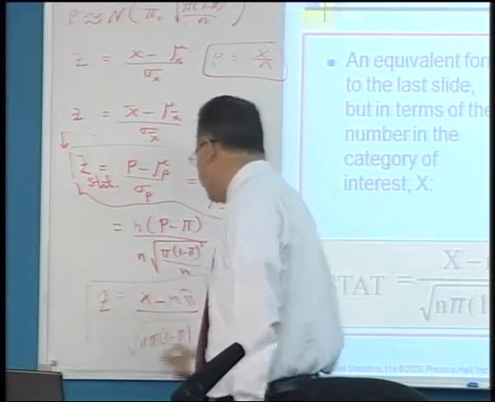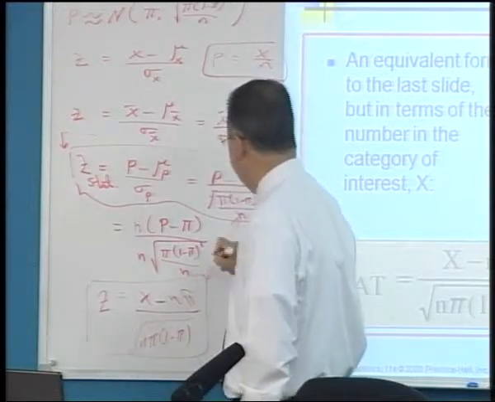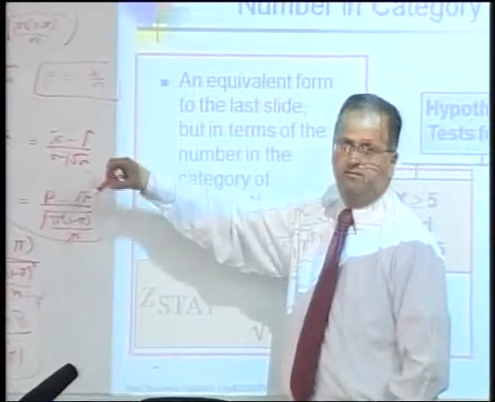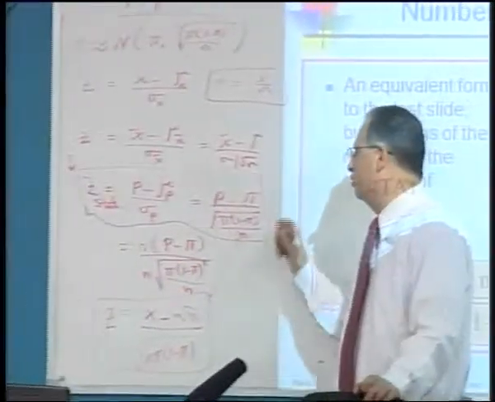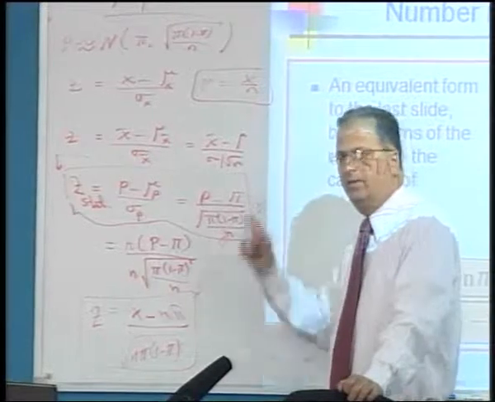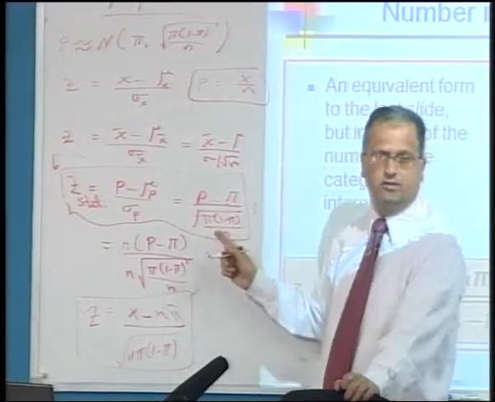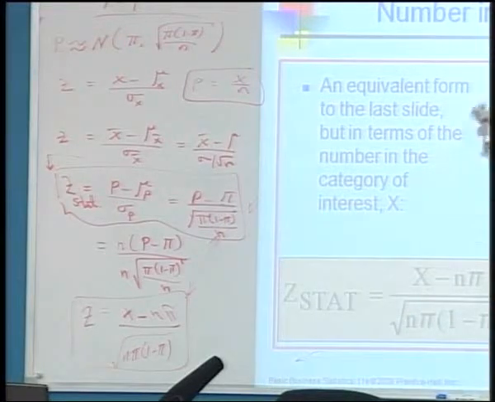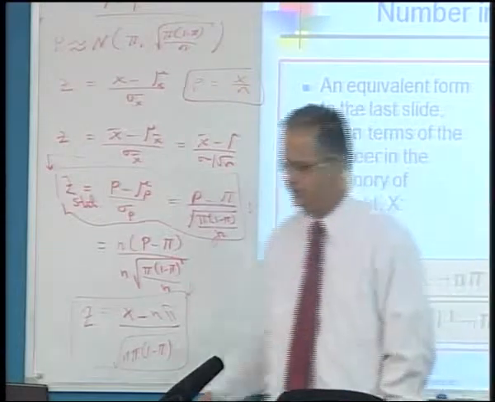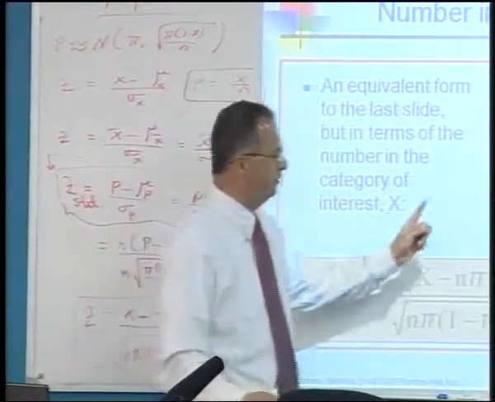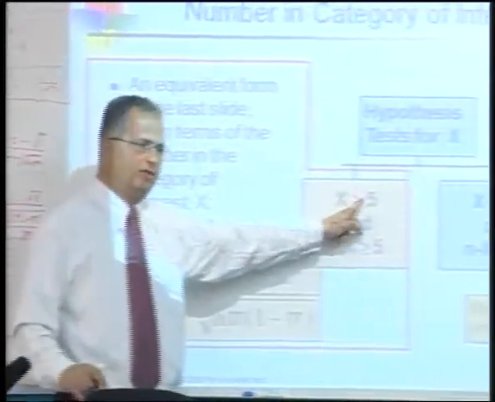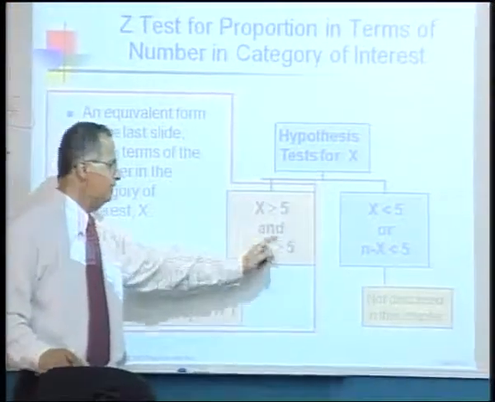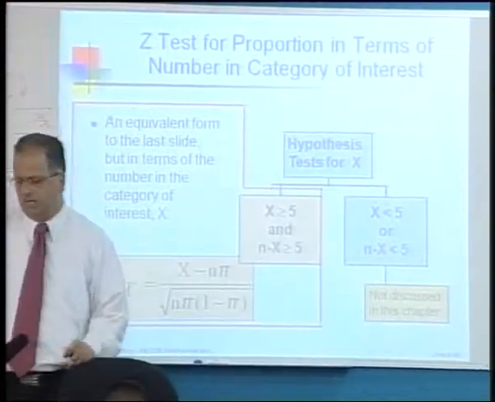These two statistics are equivalent. So you may use p minus pi. Frequently, the common one is this one: p minus pi divided by the square root of pi times 1 minus pi divided by n. So actually these two forms are equivalent. In this case, the two conditions: x is greater than or equal to 5, and n minus x is at least 5.